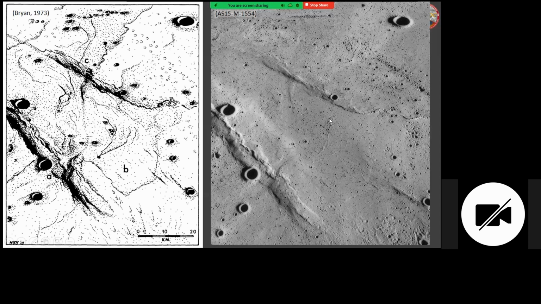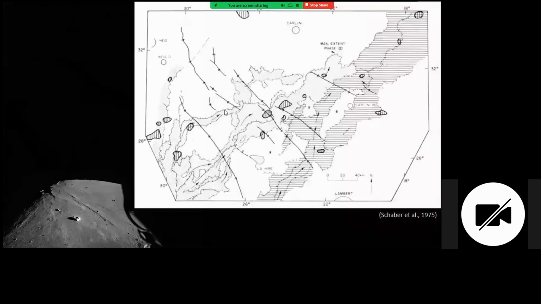So you can see some pooling right here, but for lava to pool and then also cut across a wrinkle ridge that is hundreds of meters high would be very difficult. And we don't entirely see any type of breakthrough right here. This area is just uplifted.